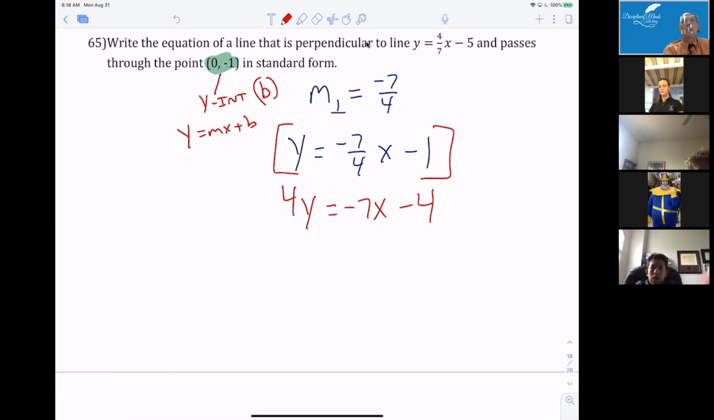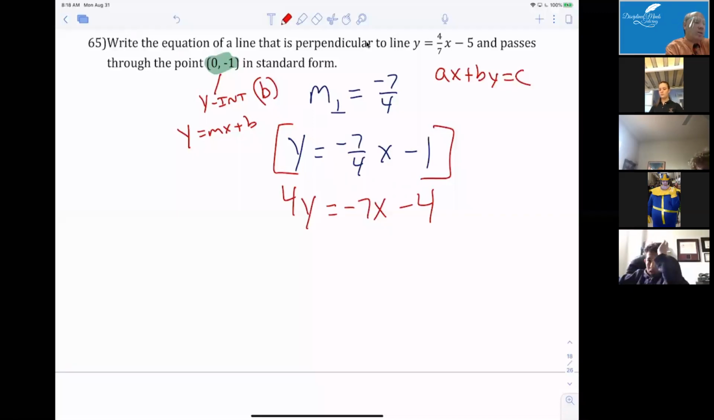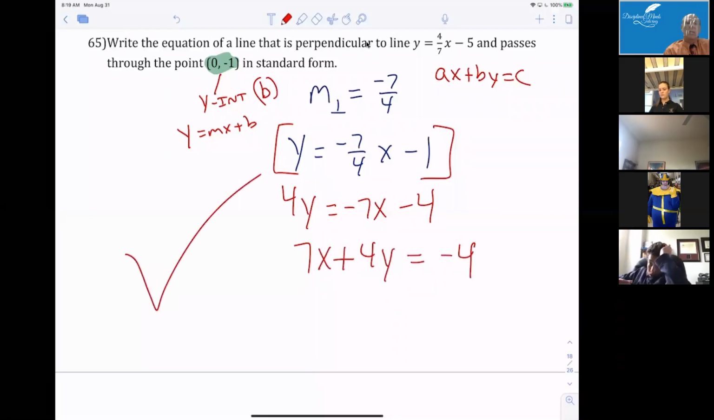Now, standard form, again, is ax plus by equals c. So now I'm just going to move the negative 7x over, because we want the x to be positive. 7x plus 4y equals negative 4. If you know that, you're in great shape. I don't think it's that hard. Everybody good?